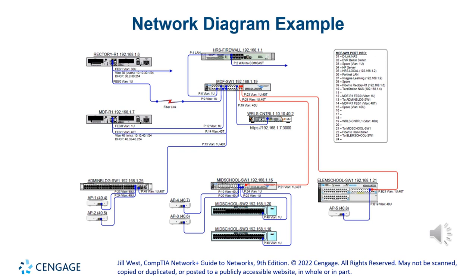And if you see, it starts from the top middle, it says HRS firewall. So the firewall comes in here, and it has the one connection to Comcast. It comes in on P2, that's port 2. Then on the left, I've got P1 LAN, which goes to the MDF switch 1. So that means that's a switch inside the MDF. And that switch is a distribution switch. You see, it goes to the wireless controller. It goes from the top left to the directory R1, and that is from port 9.